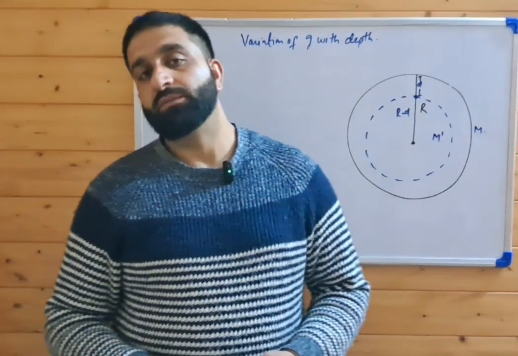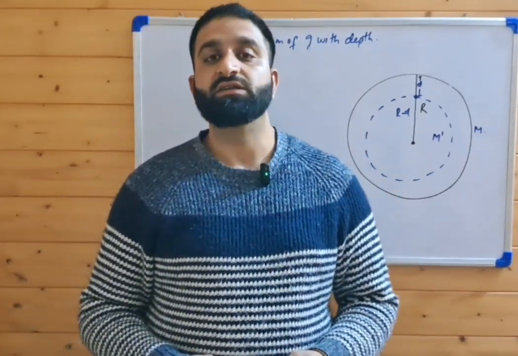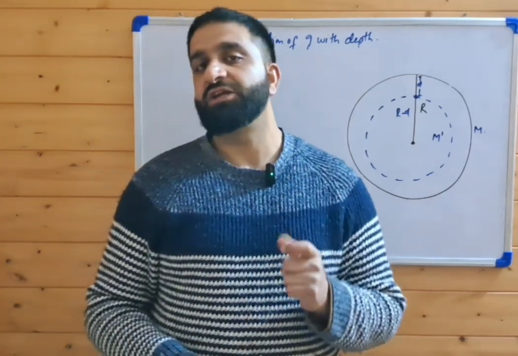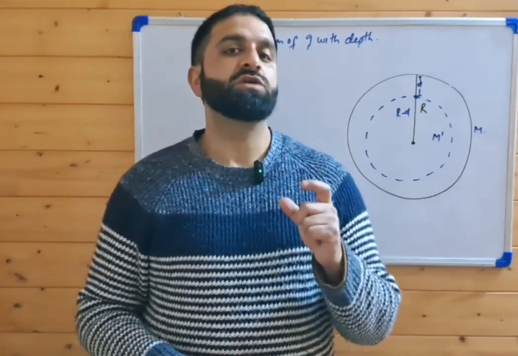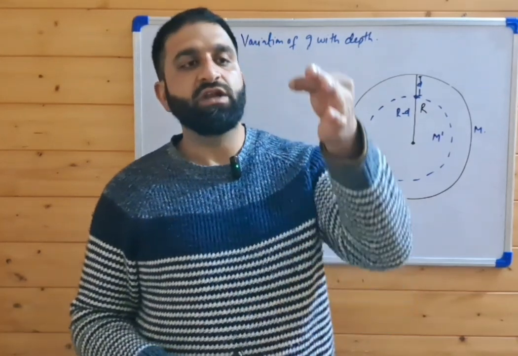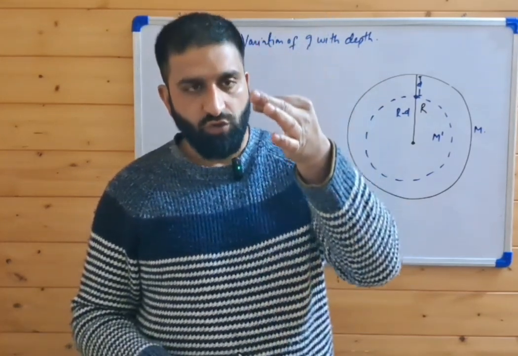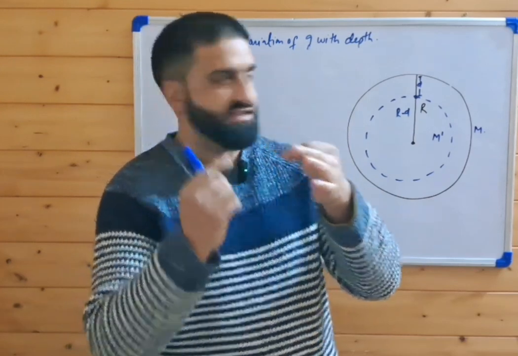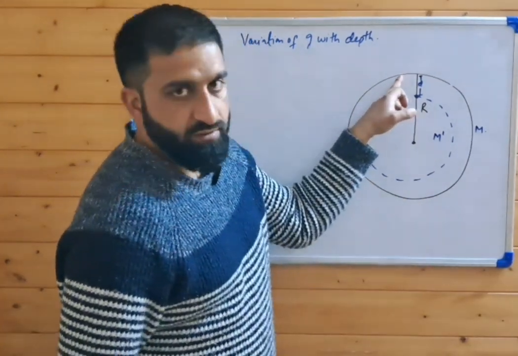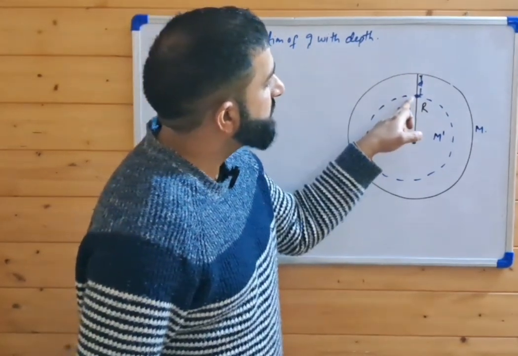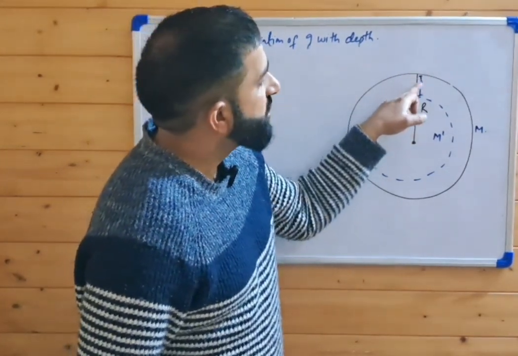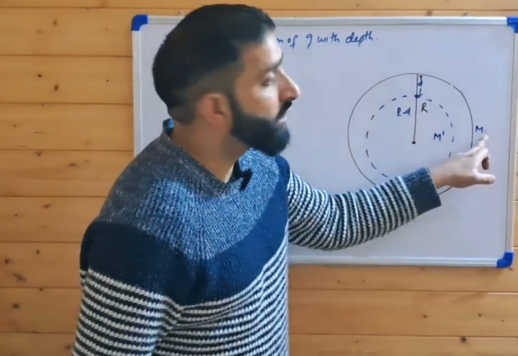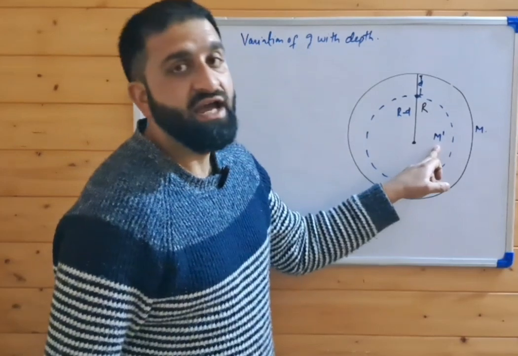Talking of the variation of g with depth, here one thing is most important. When we talked of the variation of g with the altitude, the mass of the earth remained constant, but when we dig a hole into the earth, when we go deep down the earth, that means the mass beneath the depth decreases. That means if we are calculating the value of g dash here, that means we are down with the depth d, the mass of the earth is not M, the mass of the earth is M dash.